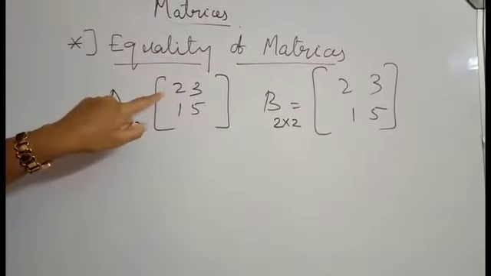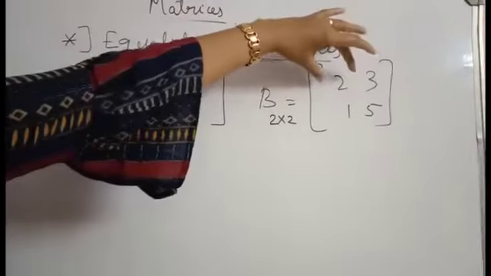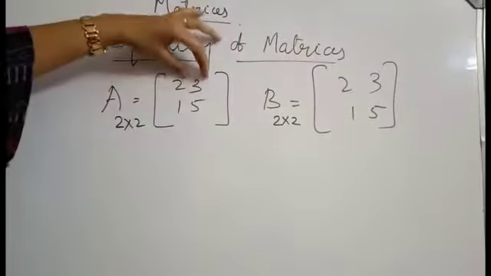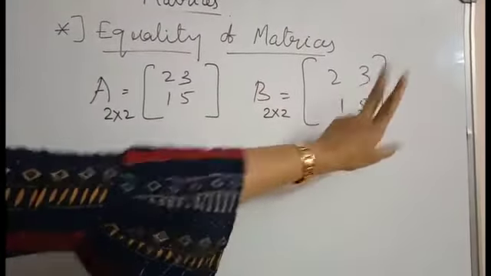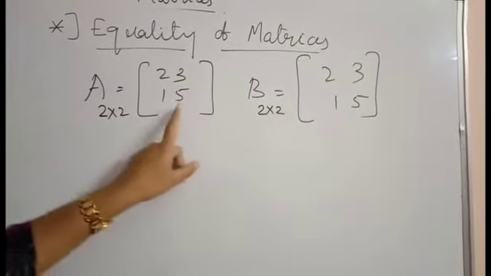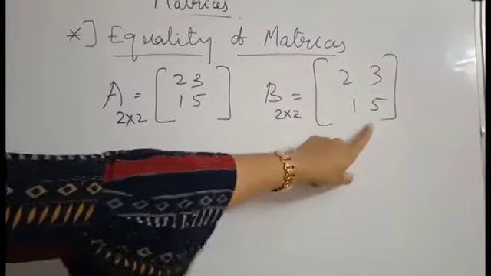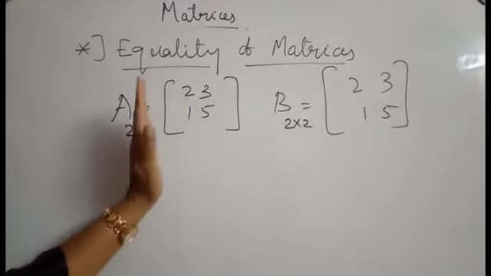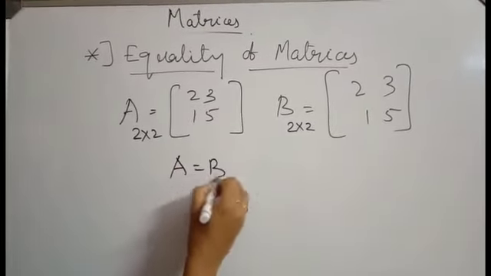What's the element in the first matrix here? The element is 2. The corresponding element in the other matrix is also 2. And in this place, the element is 3, and the corresponding element in the other matrix is also 3. Here it is 1, and in the next matrix also 1. And the last element is 5, and in the next matrix also 5. So we can say that these two matrices are equal, that matrix A is equal to matrix B.